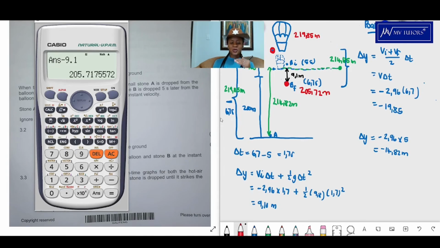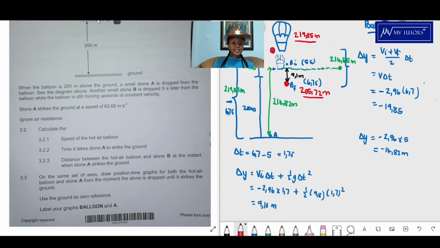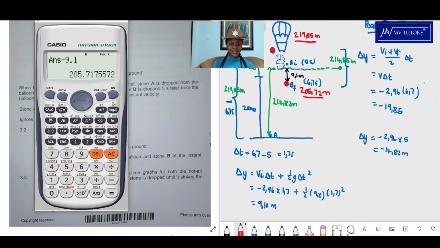And now, finally, we can answer. We know where B is relative to the ground at 6,7 seconds. We know where the hot air balloon is relative to the ground at 6,7 seconds. So now we have the elevations at 6,7 seconds, and we can get the difference. Let's just read the question again. The distance between the hot air balloon and stone B at the instant when stone A strikes the ground. Yes, we can finally calculate. I have 219,85 minus the answer, and I get 14,13.